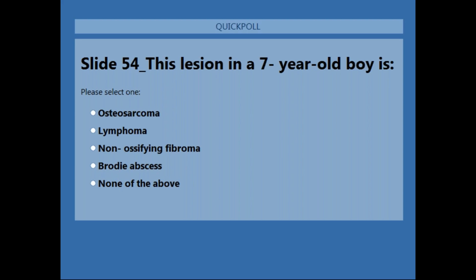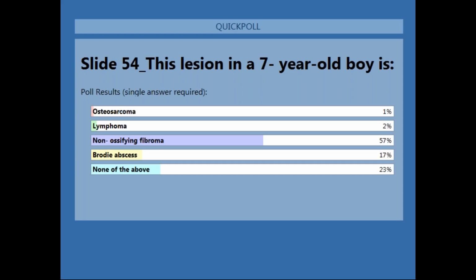70% voted up to now. Okay, I guess we're nearly there. Only a few seconds to go. All right. So 1% for osteosarcoma, 2% for lymphoma, 17% for Brodie's abscess, none of the above 23%, and 57% for the non-ossifying fibroma. What would you say?